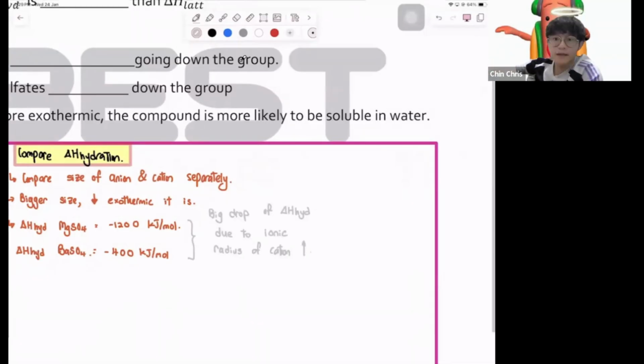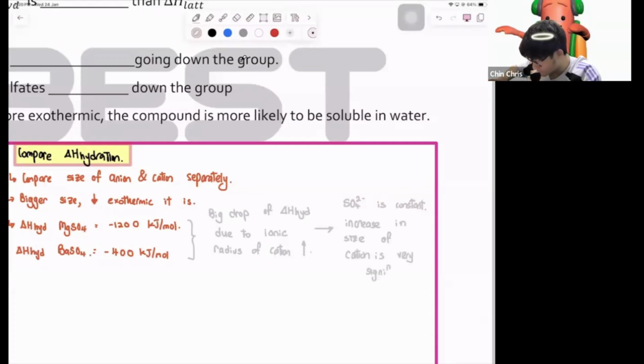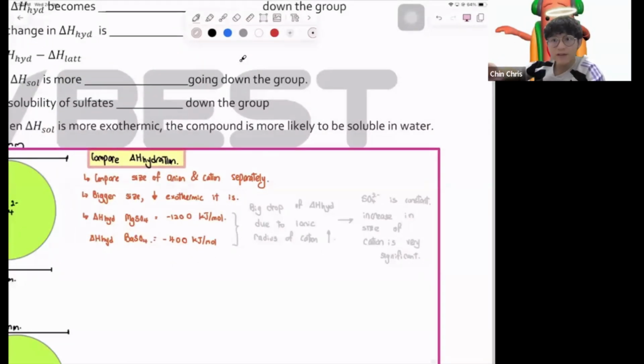But what happened to your sulfate? The sulfate is a constant. Am I right? So you see, my SO4 2 minus is constant. It's not affecting any of the values. So I can say that my SO4 2 minus is a constant. It's not changing. Hence, the increase in size of the cation is very significant. Understand?